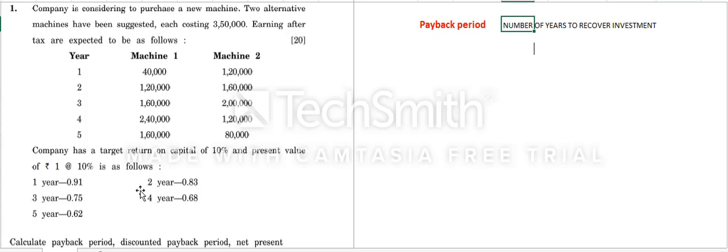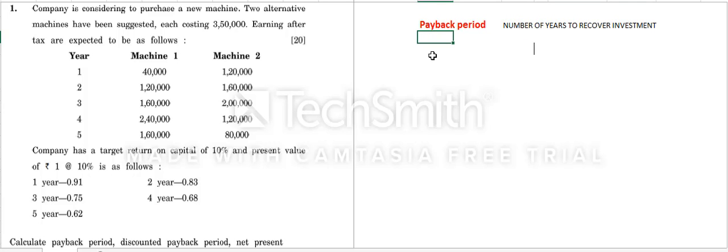Now, looking at the same question, we can see the company is making an investment, or is considering an investment, of 3,50,000 for machine 1 as well as for machine 2. So we need to see in how many years the company will be able to recover 3,50,000 from the given cash flow. So we'll start working out.